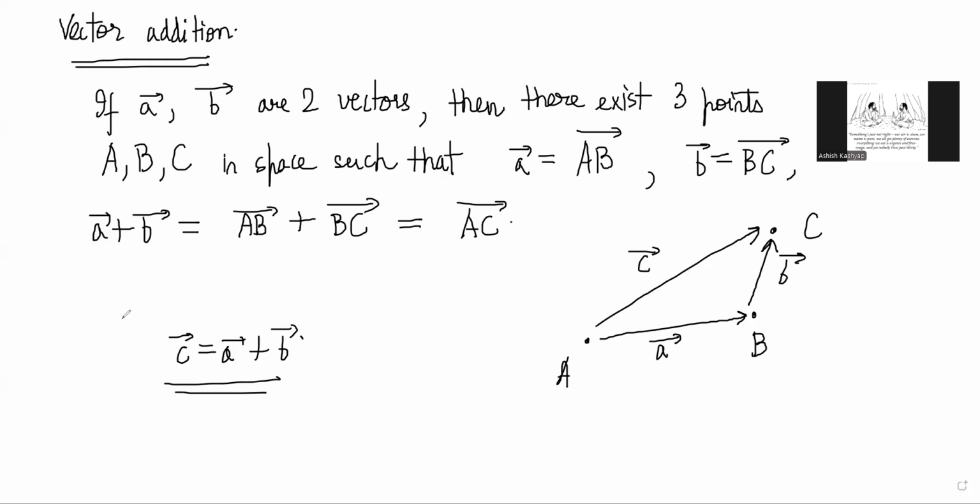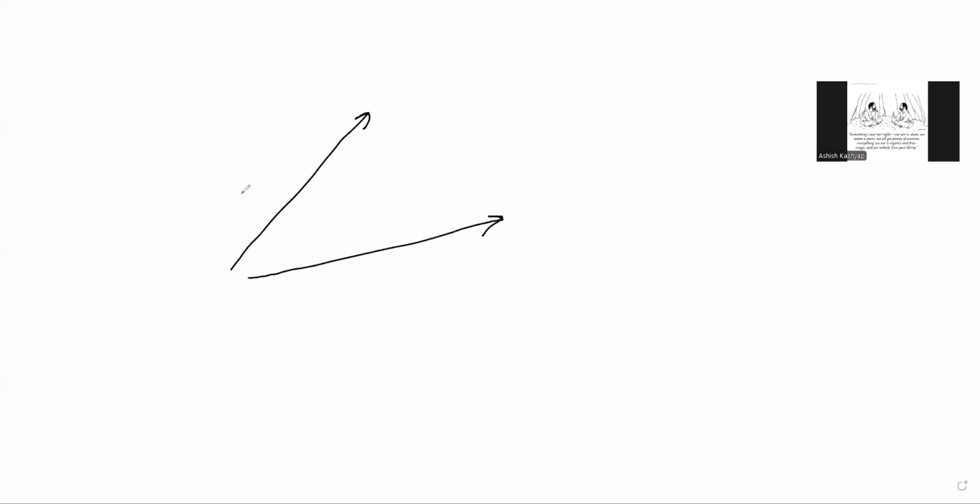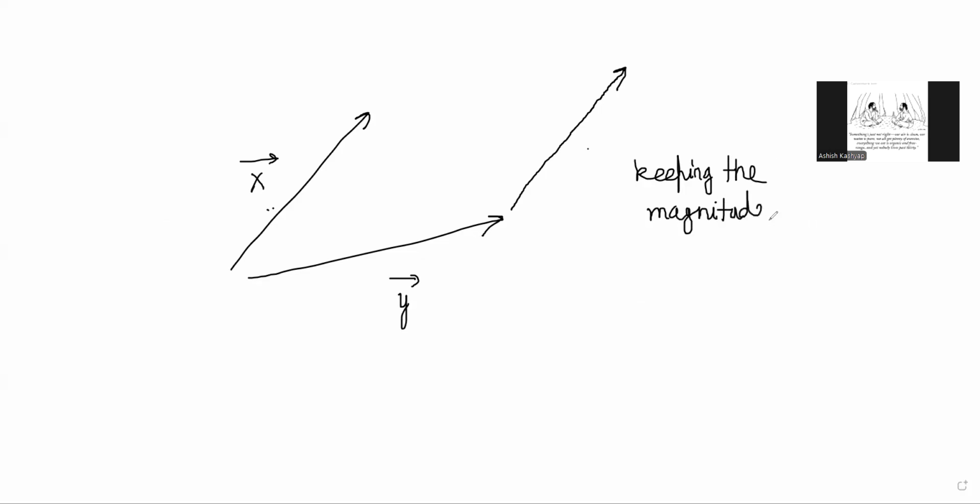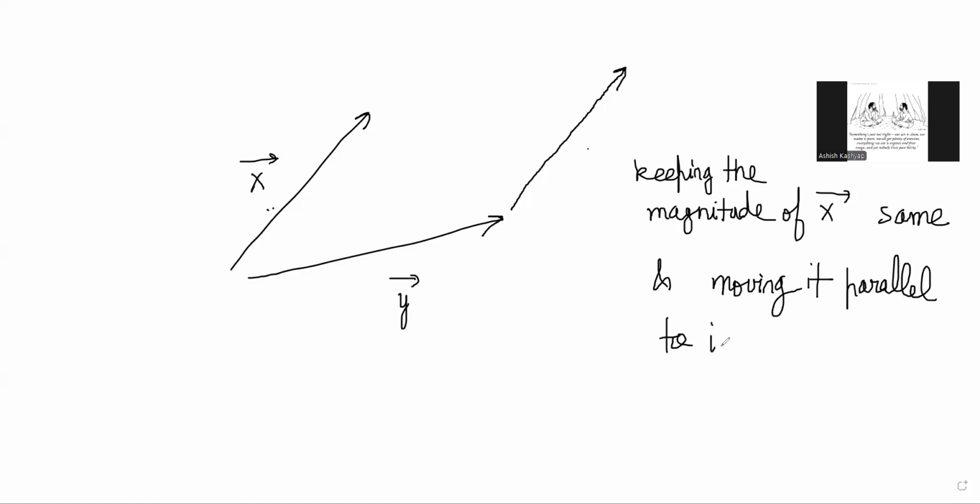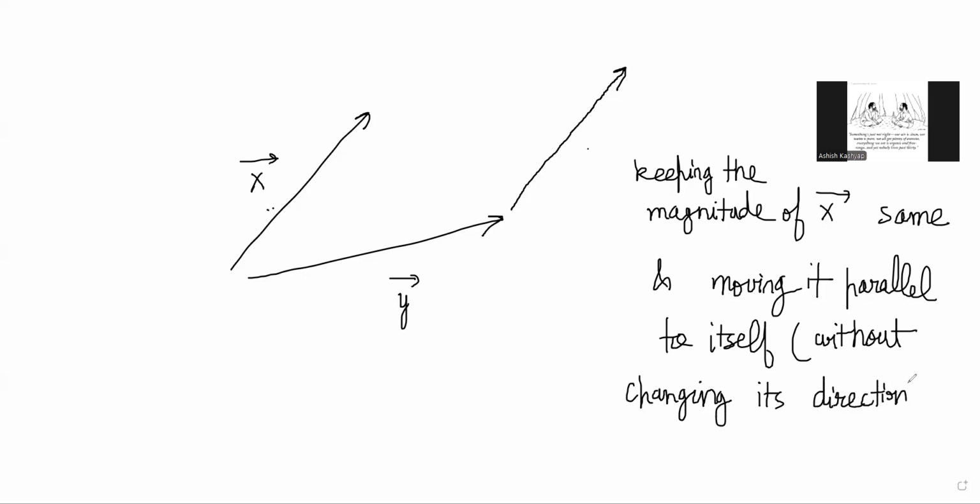What is this triangle rule? So anytime I have two vectors and I want to add them, right? So this is X vector and this is Y vector. What I can do is I can lift the X vector and put it like this here. When I translate the X vector to this point, what I'm doing is keeping the magnitude of X vector same, and moving it parallel to itself, basically without changing its orientation, without changing its direction. So because I have lifted X vector from here and placed it here, I have ensured that I have not changed the magnitude as well as the direction.